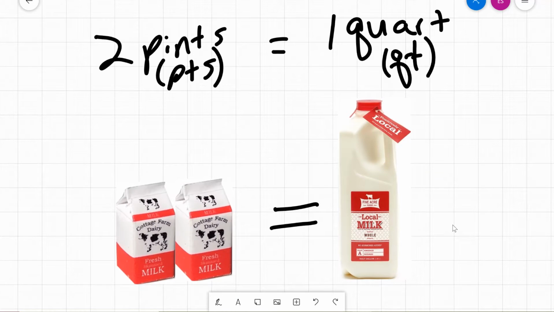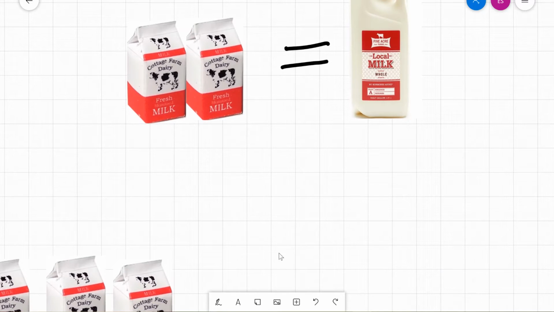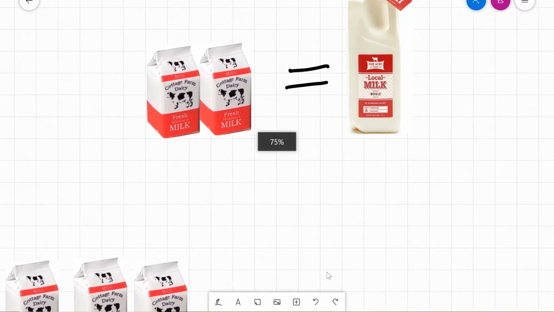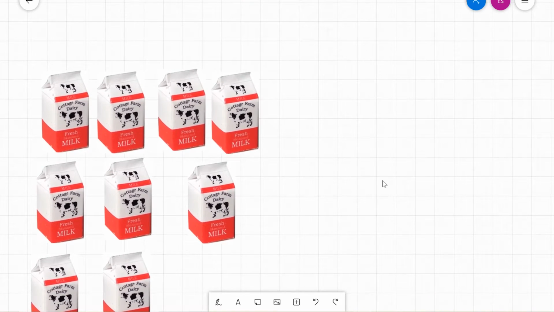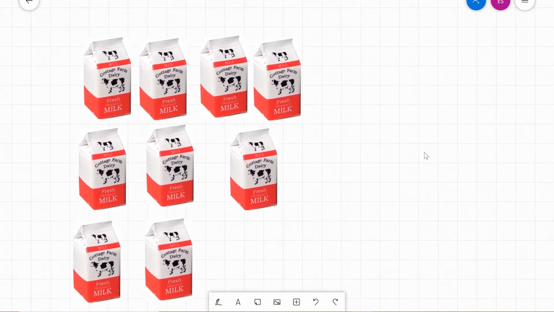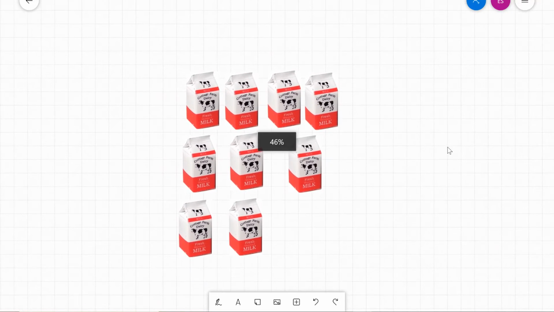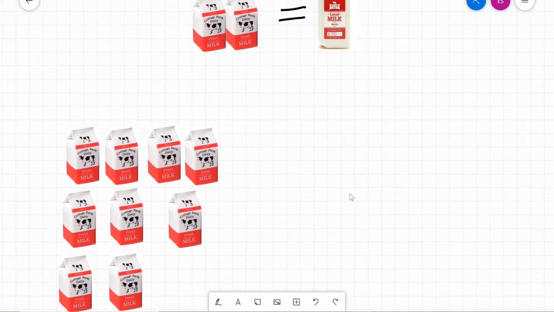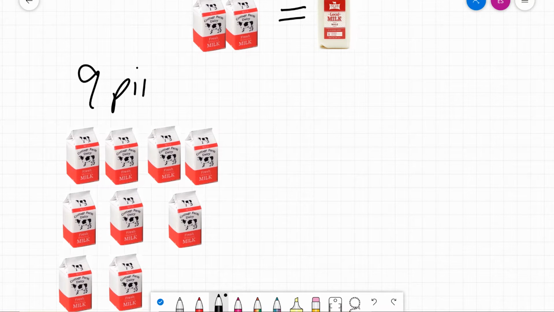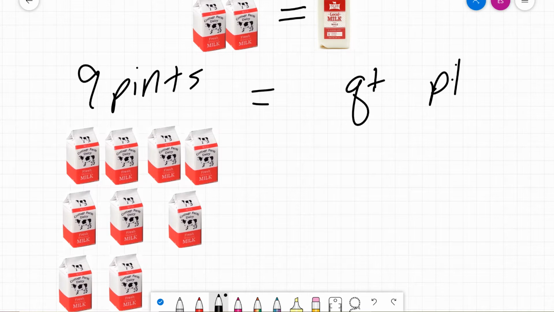I know sometimes it's tricky to figure out what the different units mean. So now I have a question that's asking, what do we do when we have 9 pints? So here are my 9 pints. How many quarts make up 9 pints, and are there any quarts left over? I've got 9 pints, and I'm wondering how many quarts that makes up, and are there any pints left over? Or do they all fit evenly into quarts?